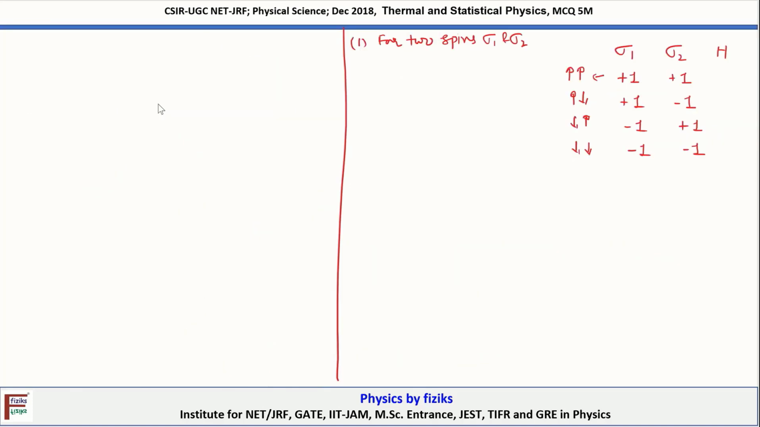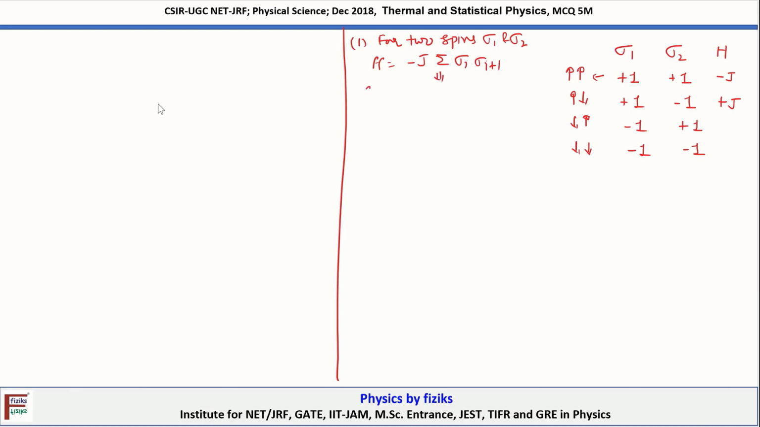Okay, so if we calculate this H value for this case, it will come out to be equal to -J. Why? Because H is given to be -J summation σi · σi+1. So for the two-spin system we will have H equal to -J σ1 · σ2. So -J multiplied by 1 into 1, that will give -J here. For the second case, -J multiplied by 1 into -1, so minus will become plus, so this will be basically +J.